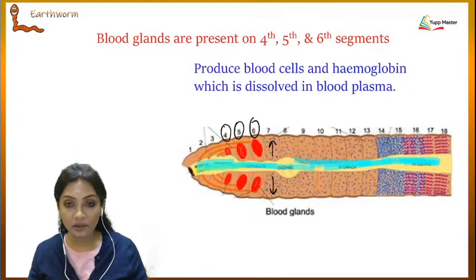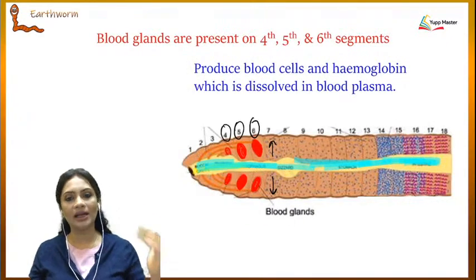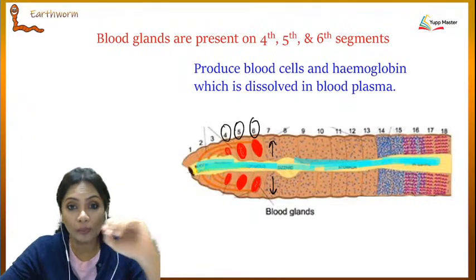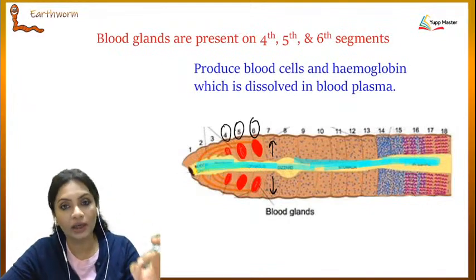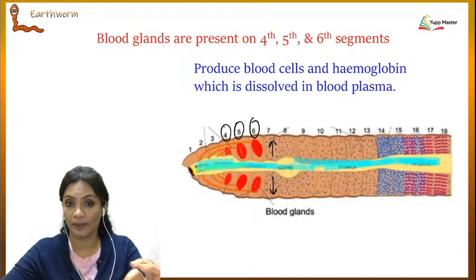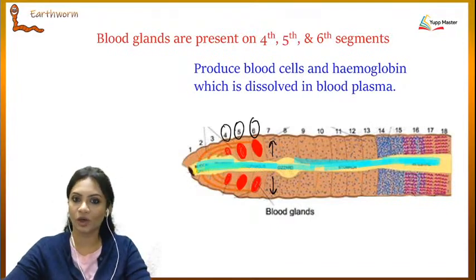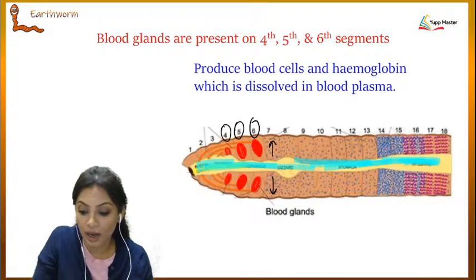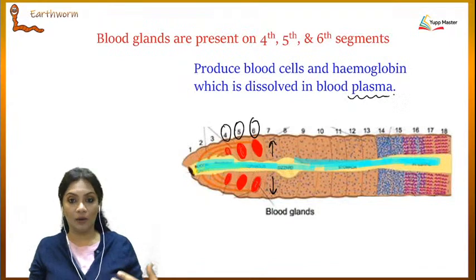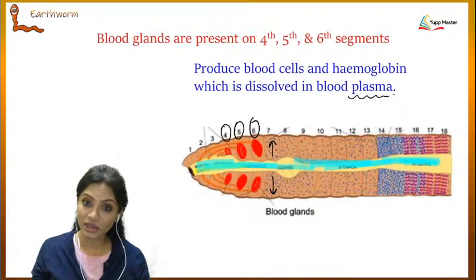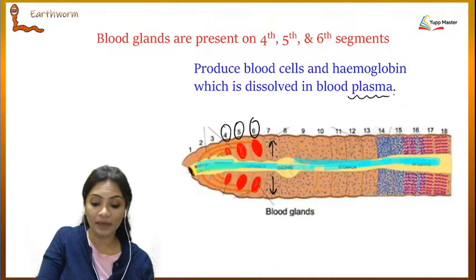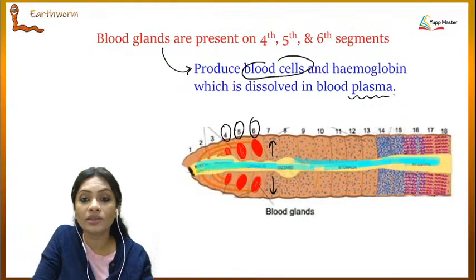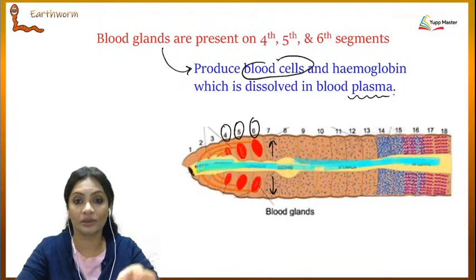All right, what is the function of these blood glands? Blood glands by default will produce blood. Okay, now when I'm talking about blood, what does the blood of an earthworm consist of? Okay, first of all, it consists of hemoglobin. All right, this hemoglobin is dissolved in plasma. In our body we have blood cells, they also do have blood cells. So these blood glands are the ones which are going to be producing blood cells. So they are producing blood cells and they are also producing hemoglobin.